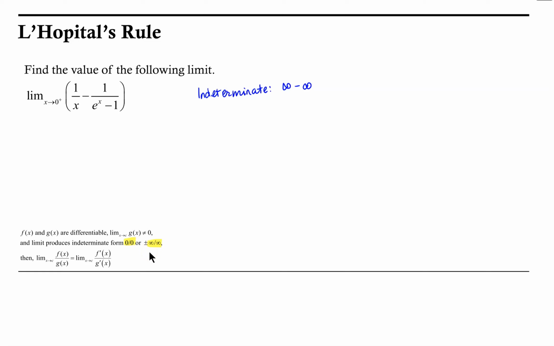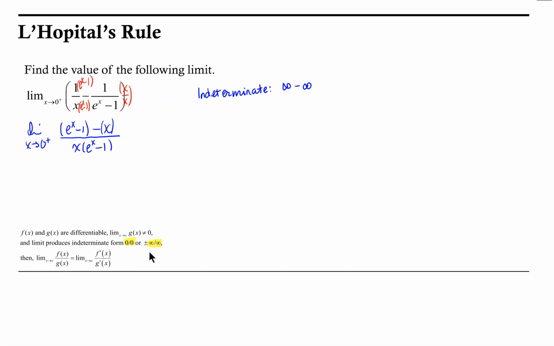So in this case, we're going to create a common denominator. To do that, we will multiply 1 over x times e to the x minus 1 over e to the x minus 1, and we will multiply 1 over e to the x minus 1 by x over x. So what we end up with is the limit as x approaches 0 from above of e to the x minus 1 from the first term minus x from the second term. And then we have our common denominator of x times e to the x minus 1.